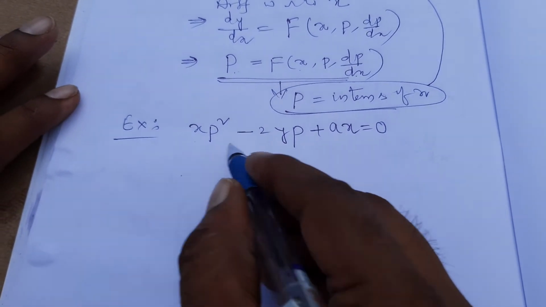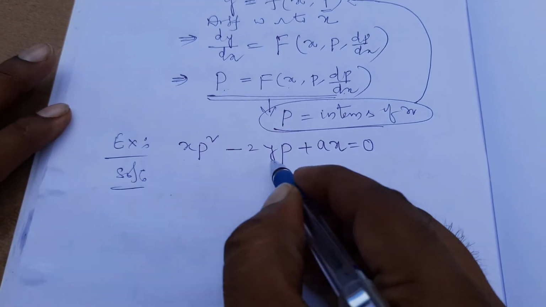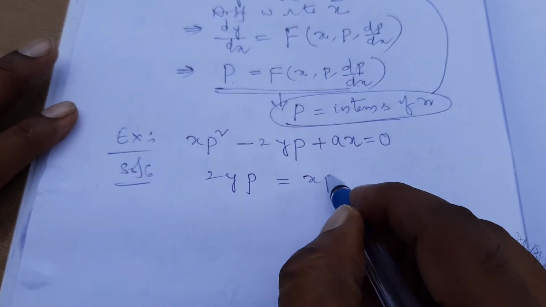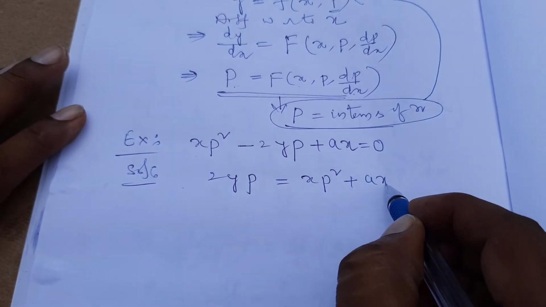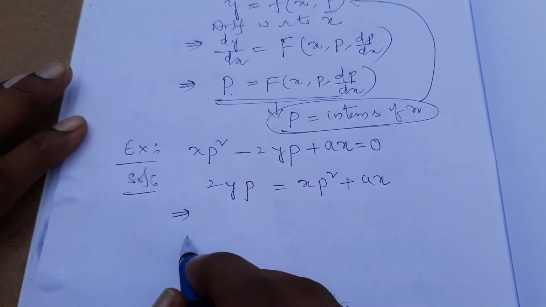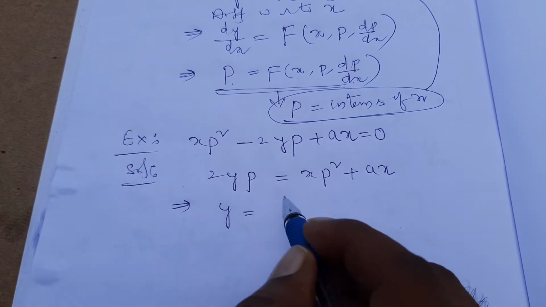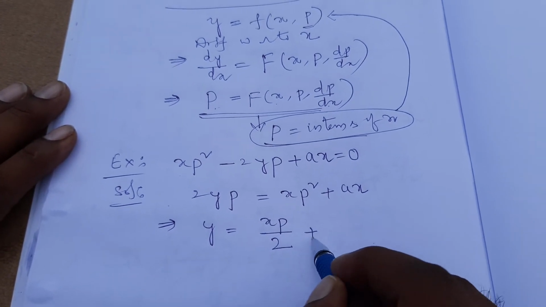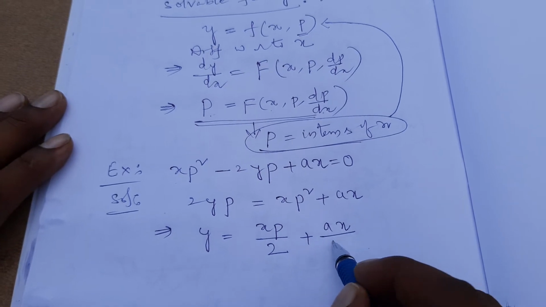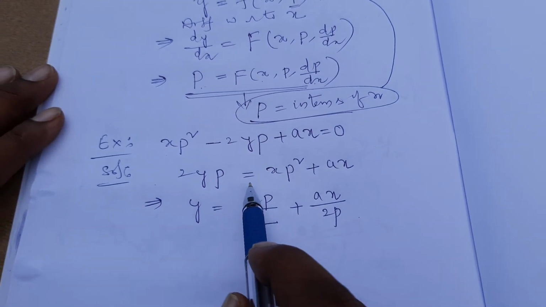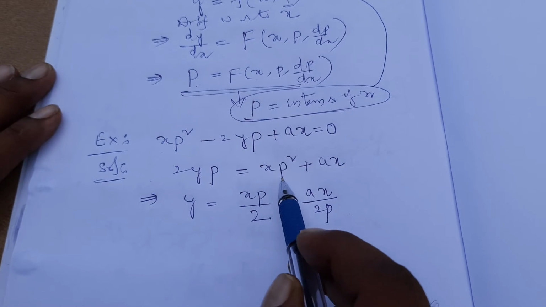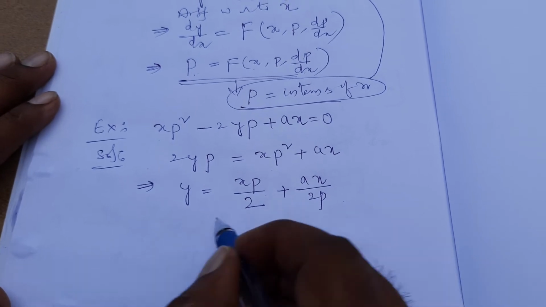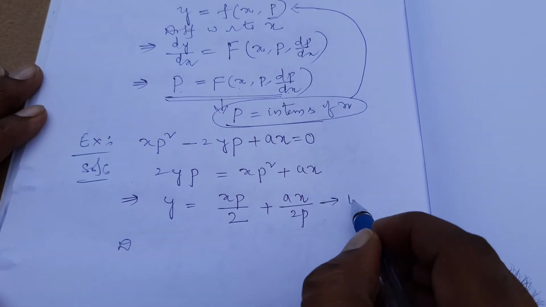How can you proceed with this? Okay, listen all of you. Solution for this one. First of all, 2yp equals, what will you get here? xp square plus ax is the value. Now separate the y value. y equals xp by 2 plus ax by 2p. If I divide the entire equation by 2p, the p gets cancelled, and I get ax by 2p. Take this as equation number 1.